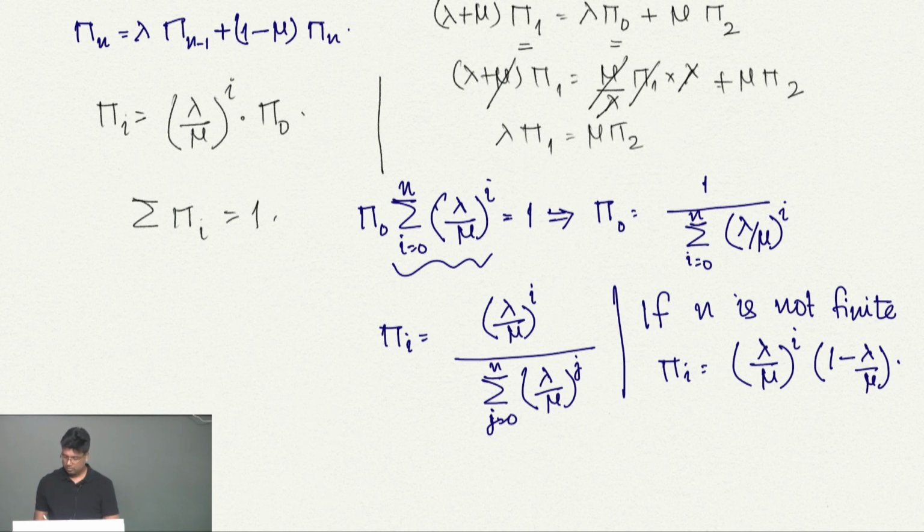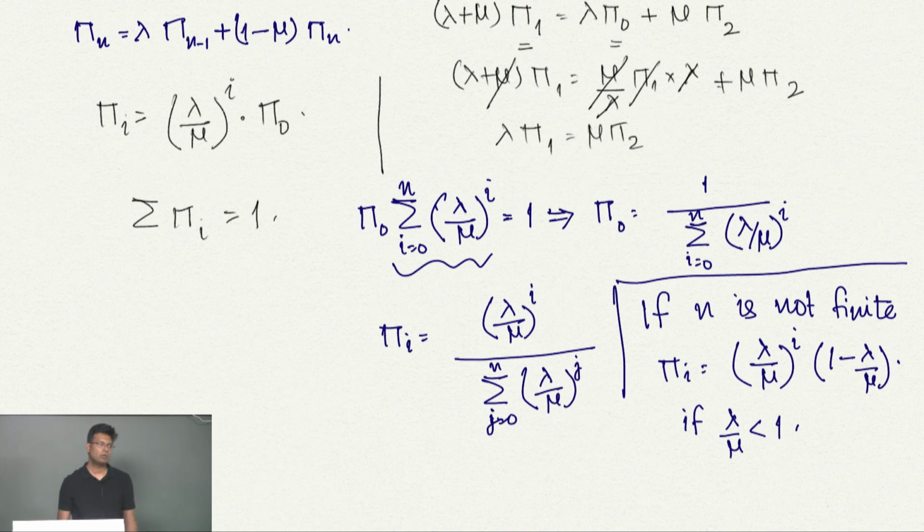This holds if the ratio lambda by mu is less than 1. Otherwise, it's a quantity that keeps on growing. We don't have a convergent sequence. Good. Any questions?